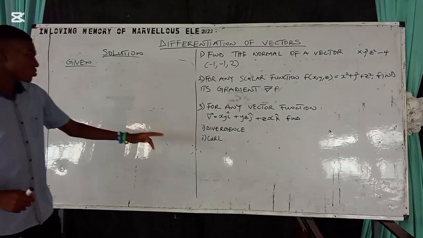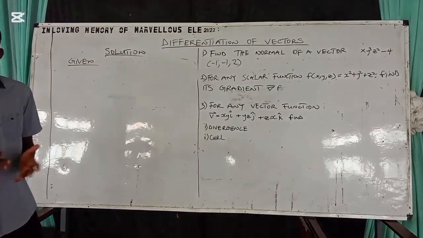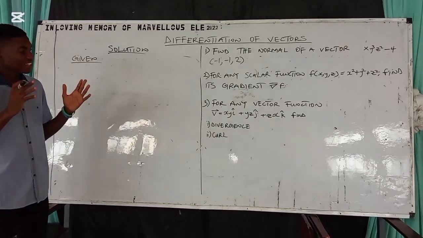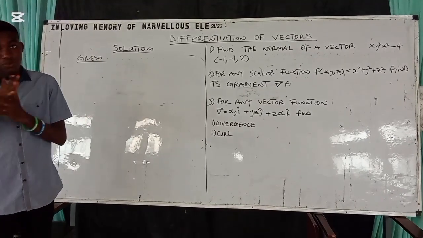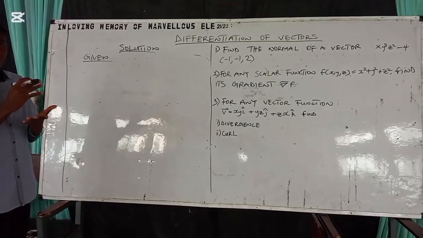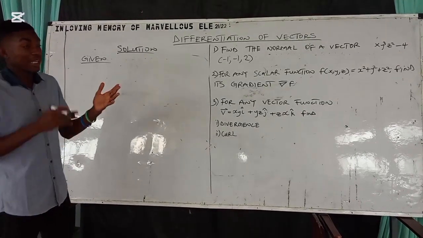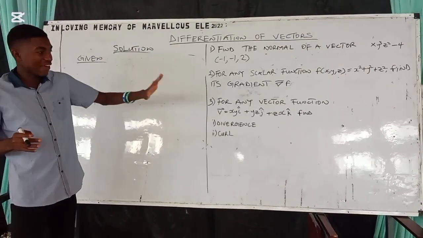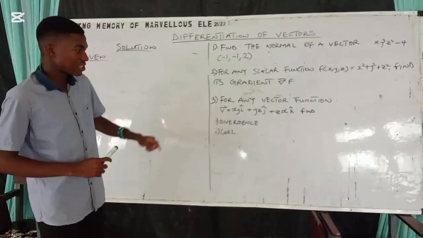So now the last one, which is curl. Curl is simply cross products. Don't forget divergence is dot products. Curl is cross products. So every topic is linked to one another. Dot product and cross product are now linked to the operation on vectors, which is divergence and curl. Now let's solve for this curl.